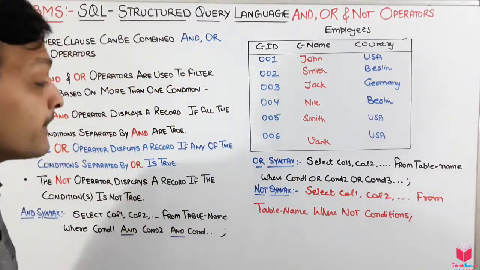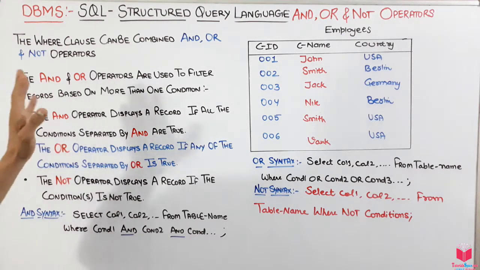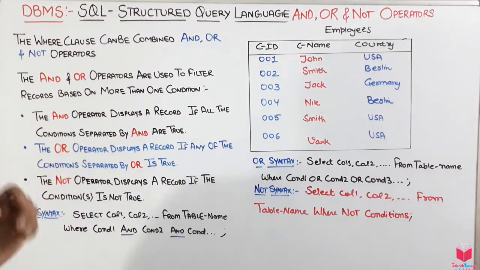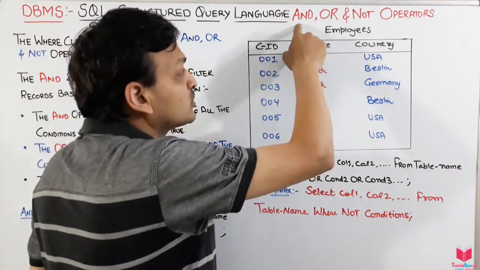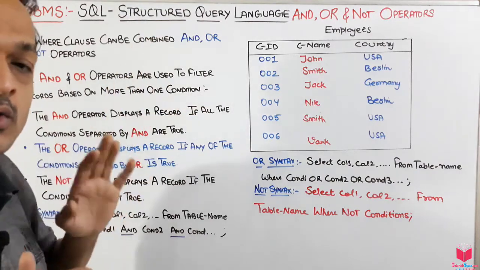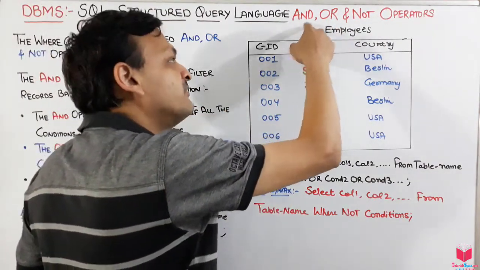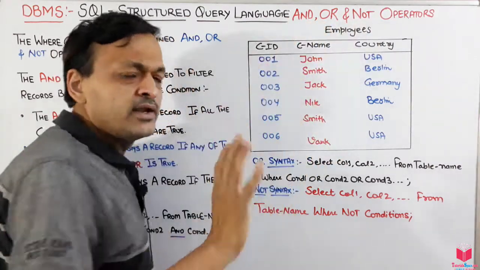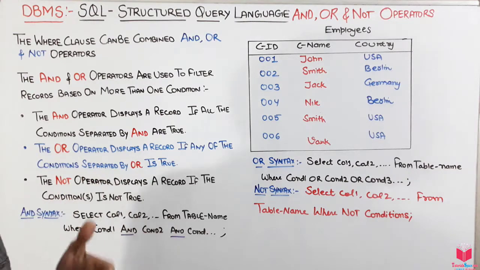Let's move to the next session where we will see exactly how the AND operator works, with queries as examples and their output. There is one more thing: we can also use these operators in combination. It is not compulsory that you only use the AND operator. We can use AND with OR, AND with NOT, NOT with OR, any combination. We will do these things in further sessions.